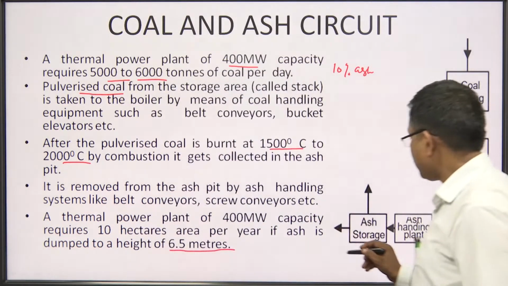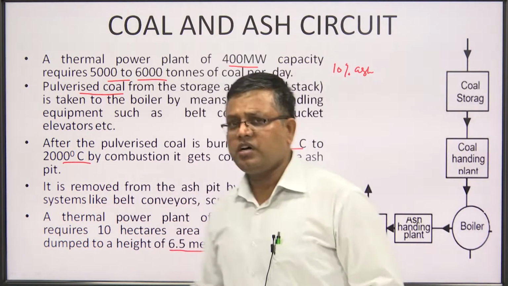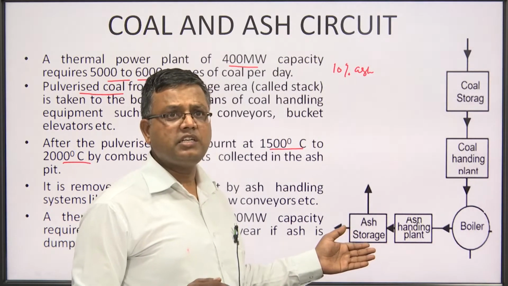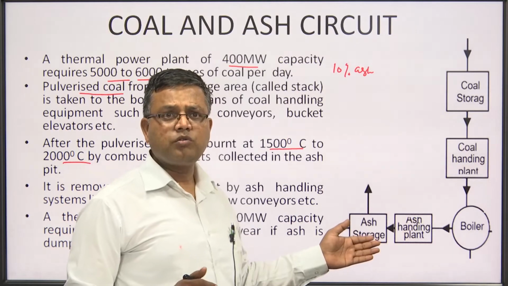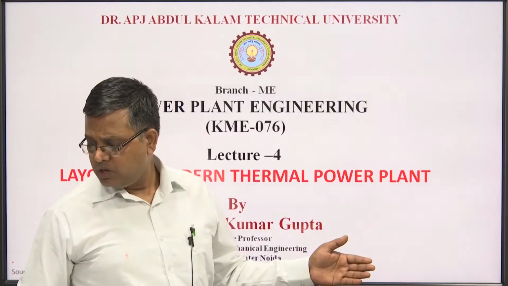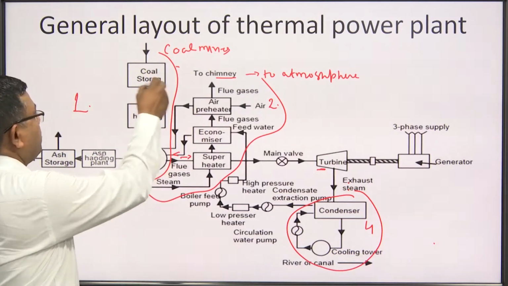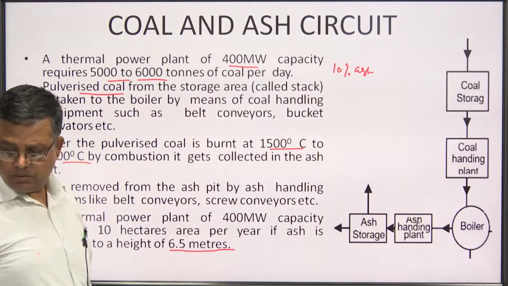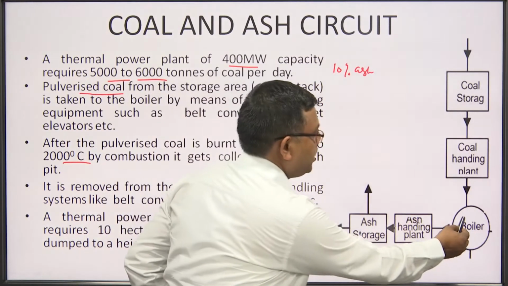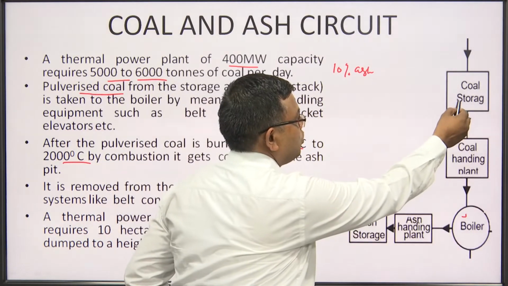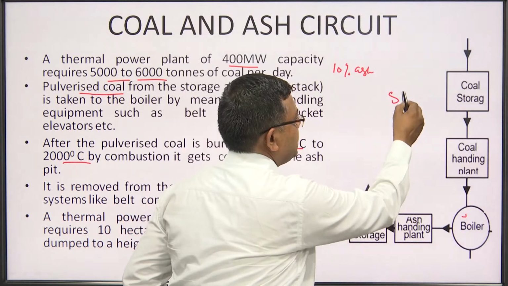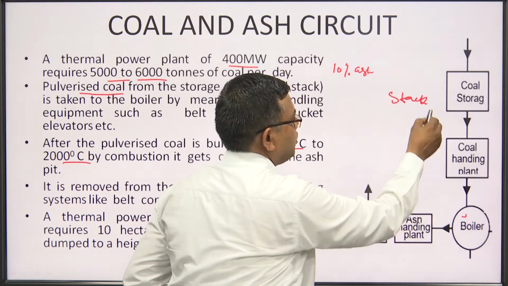So, you can see the diagram. This is the diagram which we have discussed earlier. This diagram is taken from the layout of the power plant. I told you, if you remember. So, this diagram I told you at point number 1. So, this is the same diagram. You can see this is a boiler. In the boiler, coal, this is coal storage, or you can say stack. I told you, na, stack or coal storage.